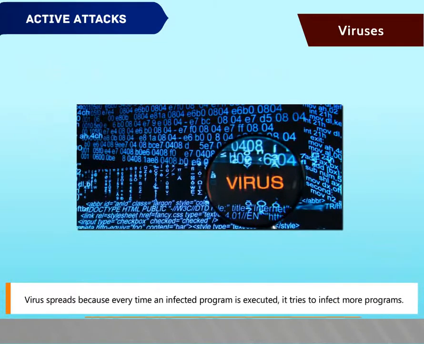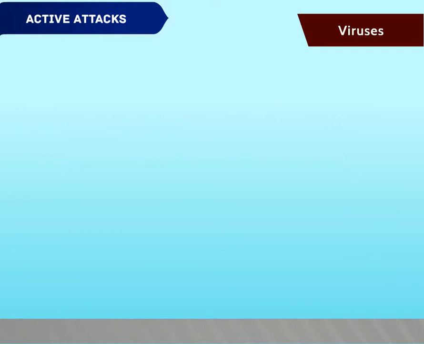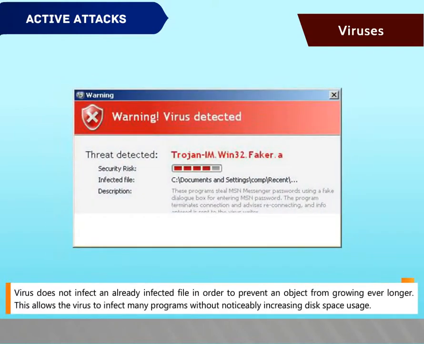Virus spreads because every time an infected program is executed, it tries to infect more programs. Virus does not infect an already infected file in order to prevent an object from growing ever longer. This allows the virus to infect many programs without noticeably increasing disk space usage.